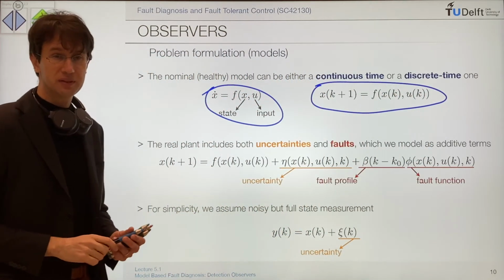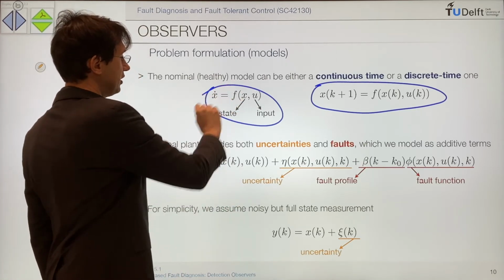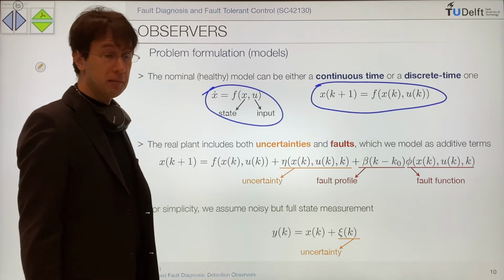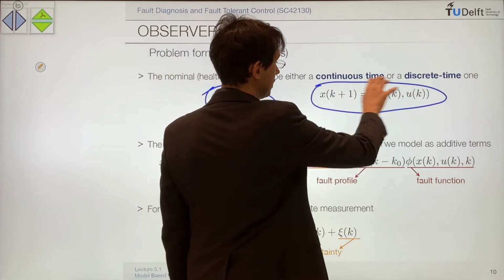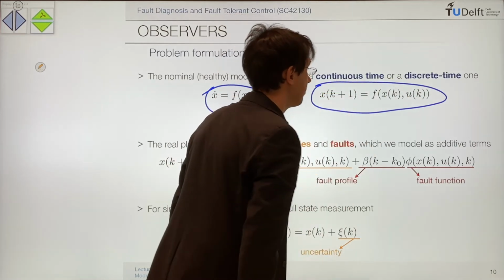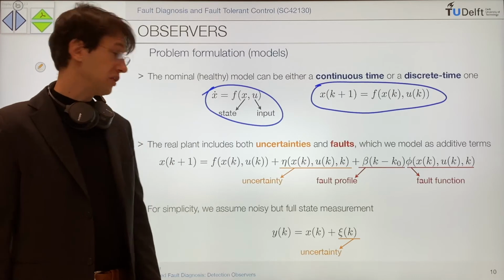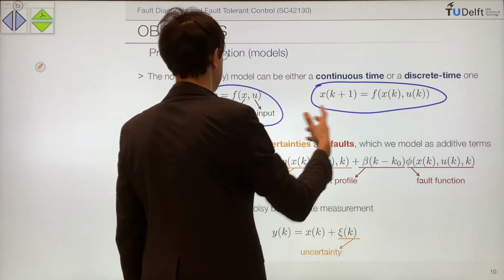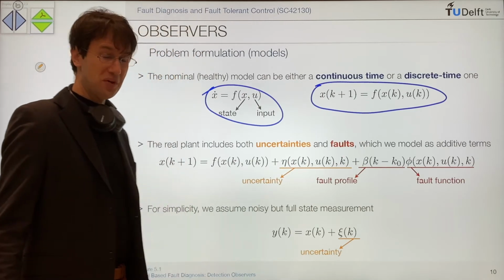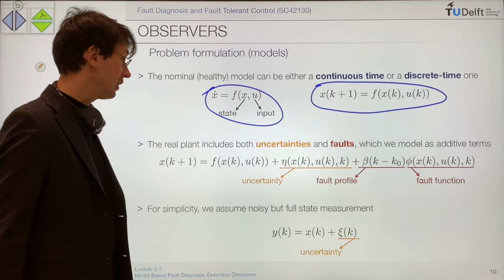So for theoretical analysis, for results, it is more convenient to use a continuous time model. But when we are going to implement that anyway, we are going to implement it on a digital computer, so the discrete time one is going to be our choice. But both these and these are some nominal model. So we assume that we know everything. We have some function f that is the nominal dynamics.